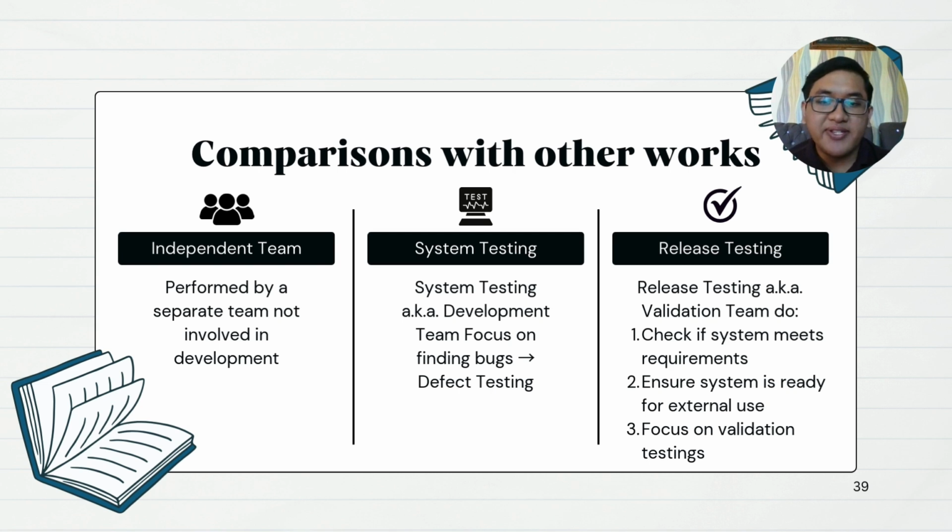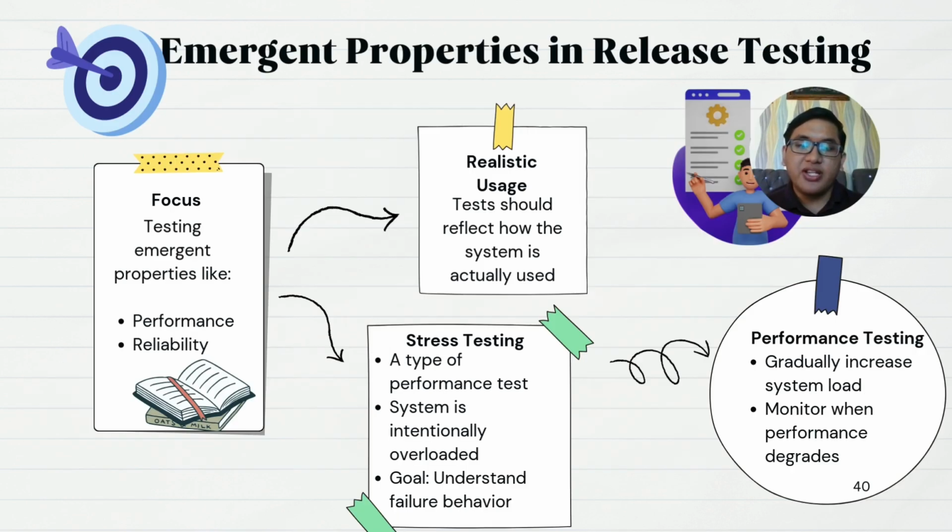Let's compare release testing with other tests. First, we have the independent team, which is a separate team not involved in development. Then we have system testing, aka the development team, focused on finding bugs and defect testing. Then we have release testing. Release testing, aka the validation team, first checks if the system meets requirements, ensures the system is ready for external use, and focuses on validation testing.